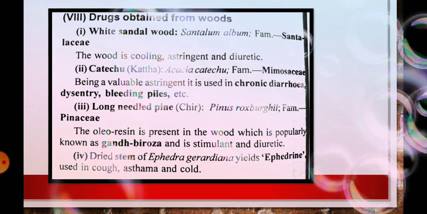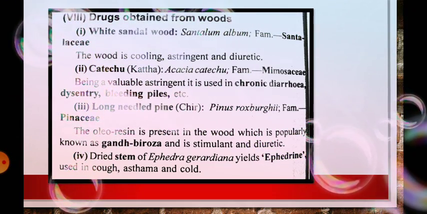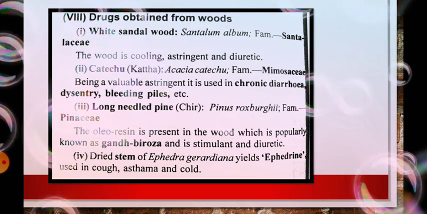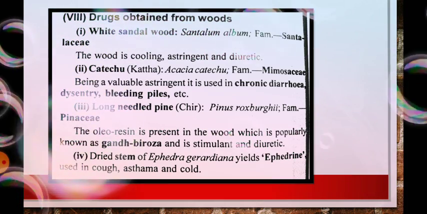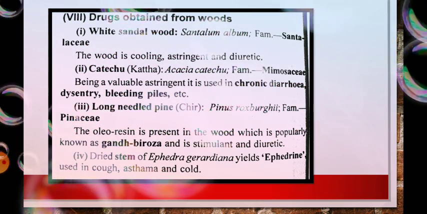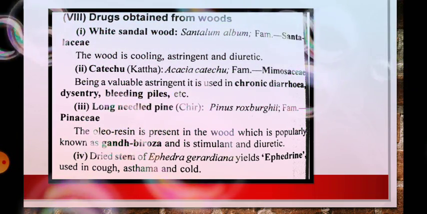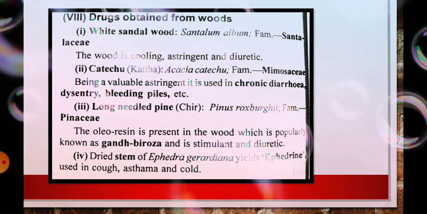Then comes the catechu, or katha. It's Acacia catechu, and this belongs to the family Mimosaceae. Being a valuable astringent, it is used in chronic diarrhea, dysentery, bleeding piles, etc. So this is mainly used in dysentery, bleeding piles, and chronic diarrhea.